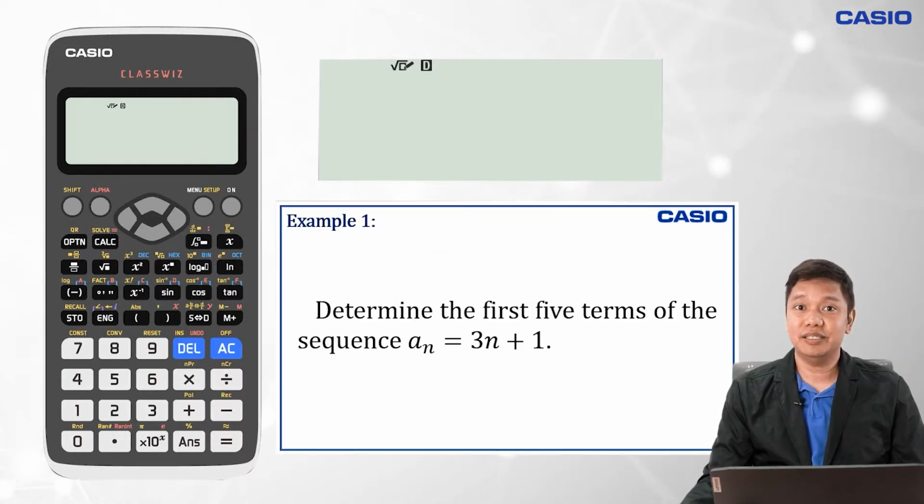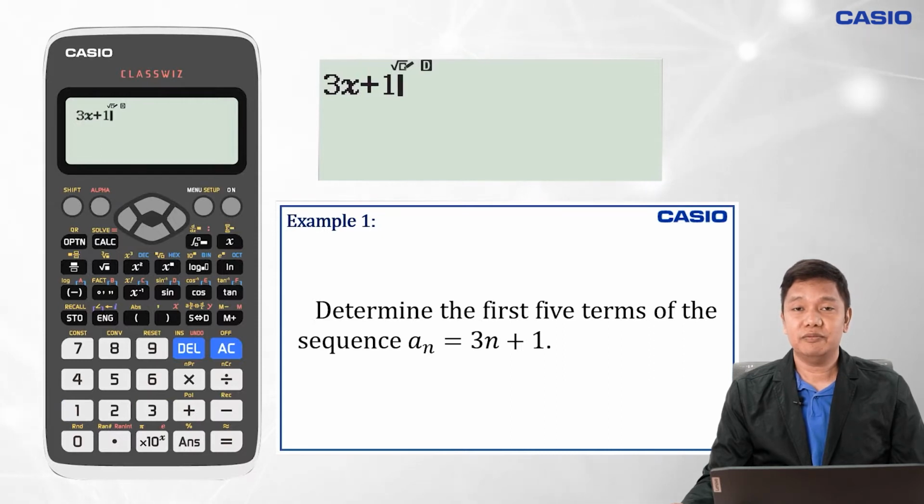Let us consider this first example. In this example, we are asked to determine the first 5 terms of the sequence defined by a sub n is equal to 3n plus 1. Using our CASIO CLASSWIZ, we don't have the variable n, but we can represent n as x. So we can have the expression 3x plus 1. Key in the expression in our CASIO CLASSWIZ, we have 3 and then x plus 1.